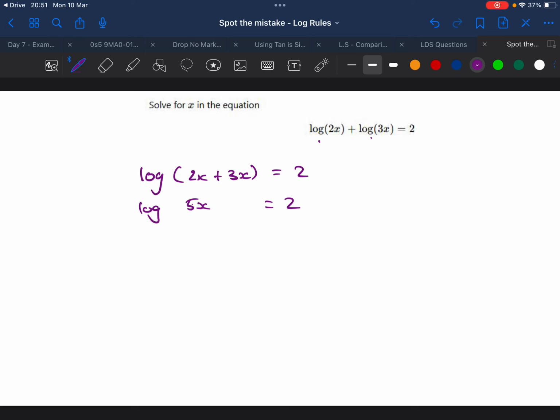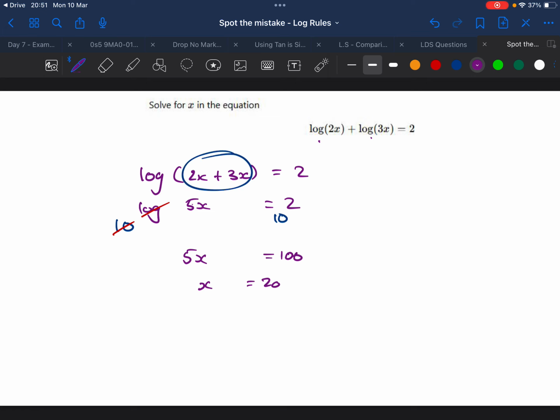The inverse is log base 10, so I'll do 10 to the power of on both sides, which leaves me with 5x equals 100, x is 20. That's it, isn't it? X equals 20. Okay, so what have I done wrong? Well, my mistake has come straight at the beginning.